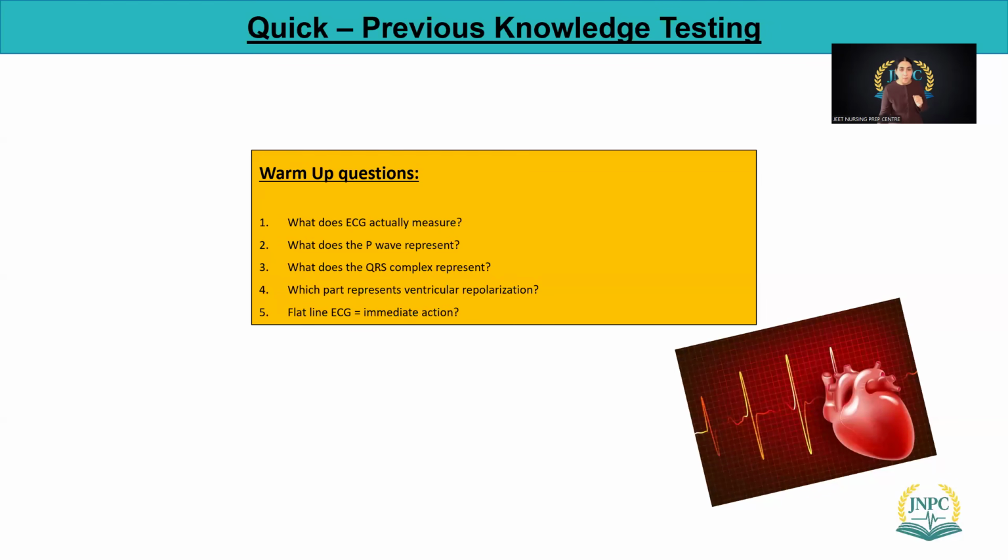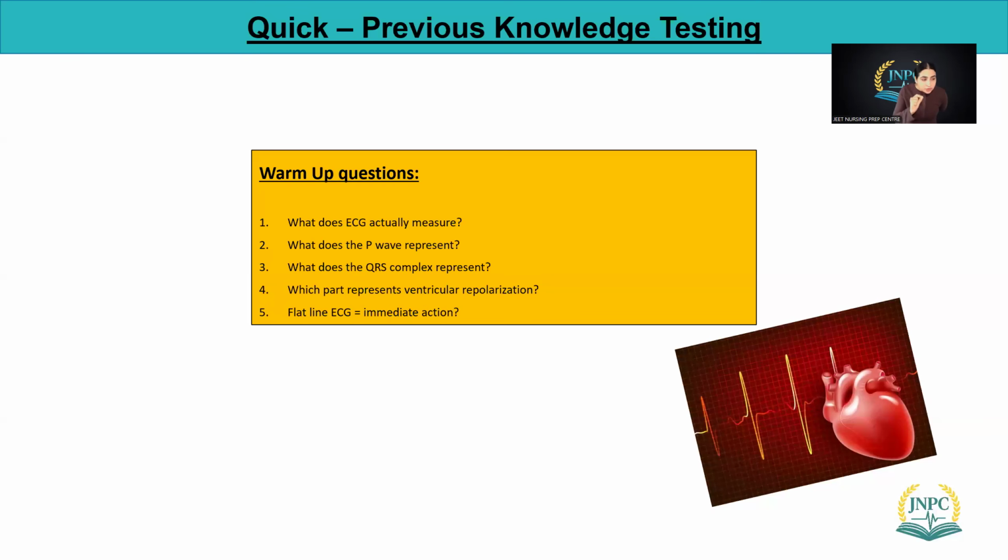Okay, what does the QRS complex represent? Ventricle contraction. When QRS forms, ventricles are actually contracting. We will do the electrical conduction of the heart in our next slide, but this is just a question that I want to see if you know already or not. So ventricles are contracting or ventricles are depolarizing.